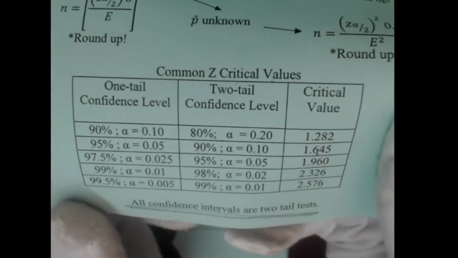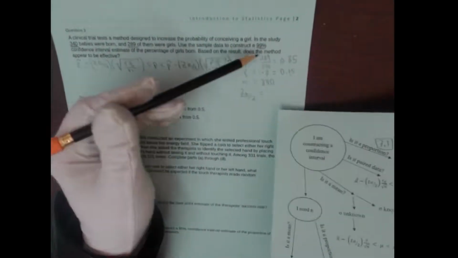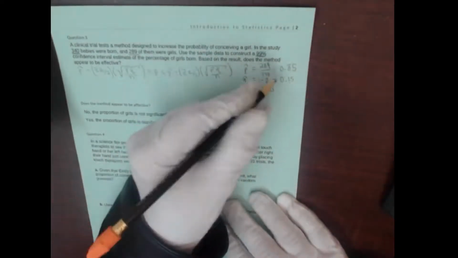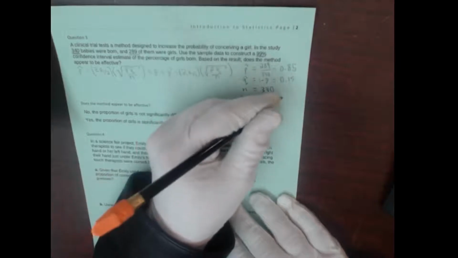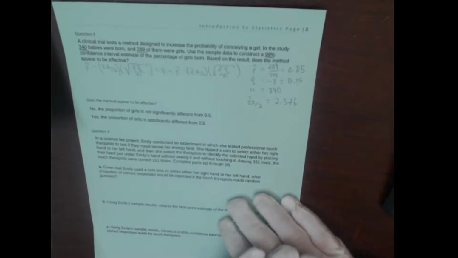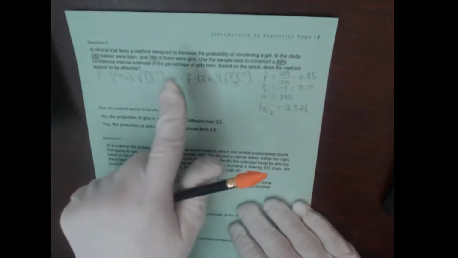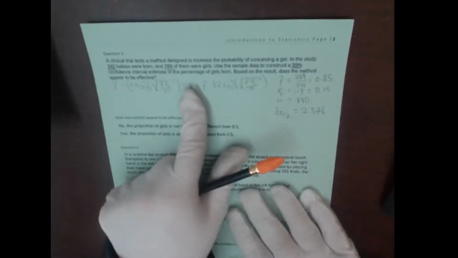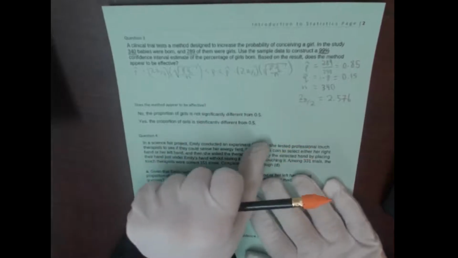Sorry. So all confidence intervals are two-tail. So two-tail confidence interval, 99%. Remember, we said it was a 99% confidence interval. So we come to the table, two-tail confidence level, 99%. Our number is 2.576. That's it. Those are all of our special numbers. Now it's just a matter of plugging all of these numbers into the formula and getting the right answer.